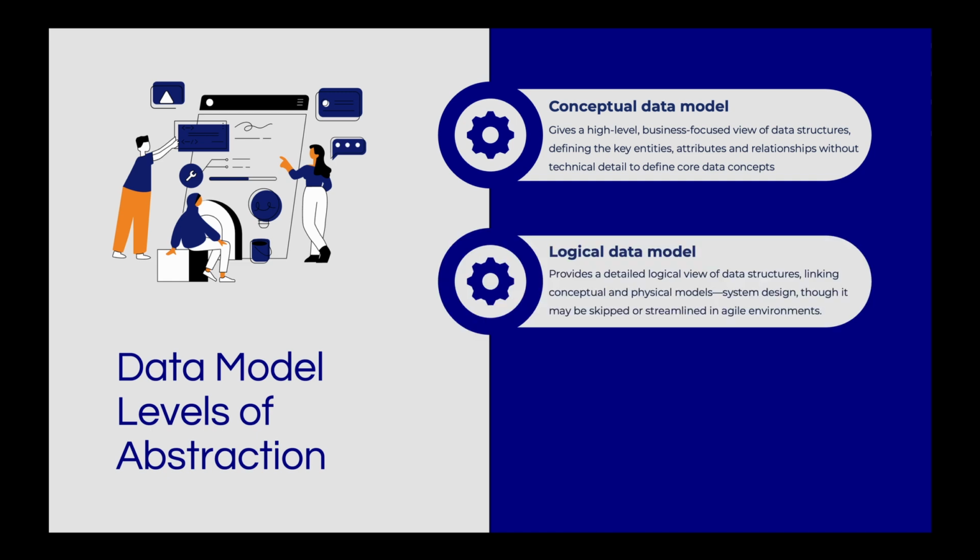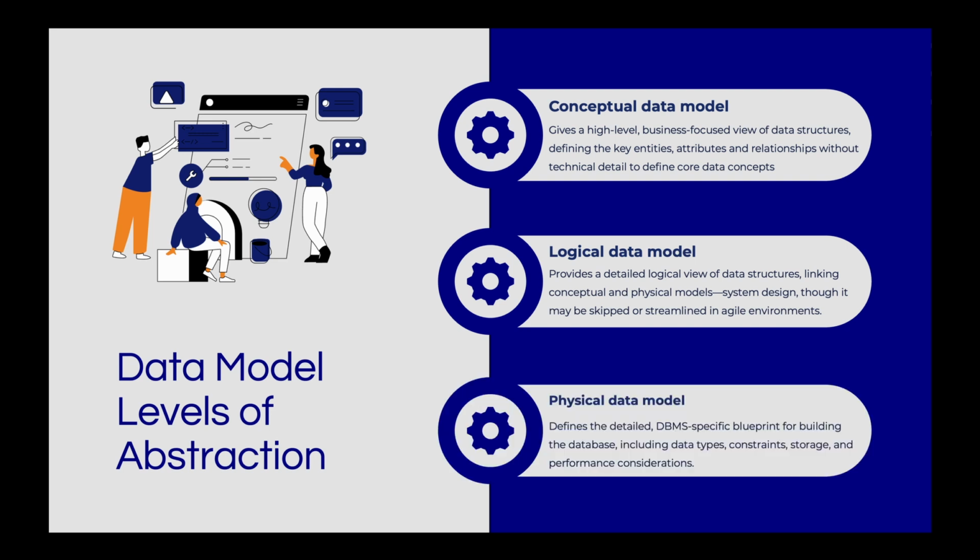Moving to the logical level, we add more detail. Tables, columns, data types, and relationships are defined. The logical model provides a detailed logical view of data structure linking conceptual and physical models, ensuring consistency and normalization while remaining independent of any specific database system.